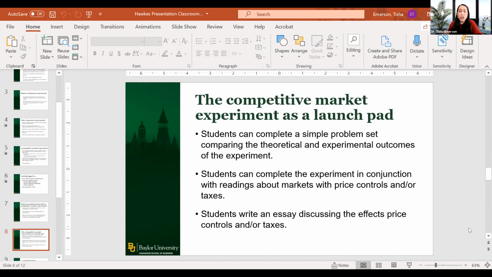There is also research that suggests that students only really learn from the experiments if they're doing some sort of follow-on exercise. Also, students could complete additional readings, especially if you're doing price controls or something else, right? So additional readings, maybe something that brings current events into the classroom and ties it to the experiment. And if you have a writing intensive class, you could have students write an essay to discuss the effects of price controls or taxes or whatever you might have from your experiment.